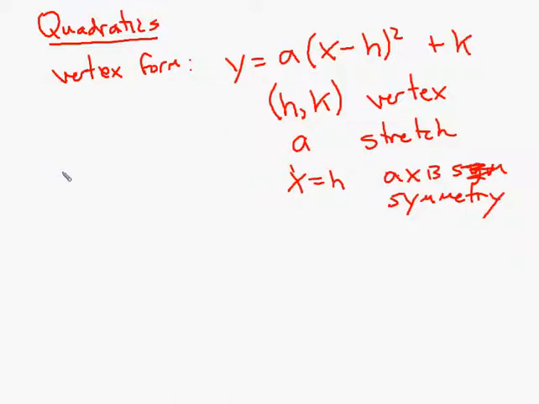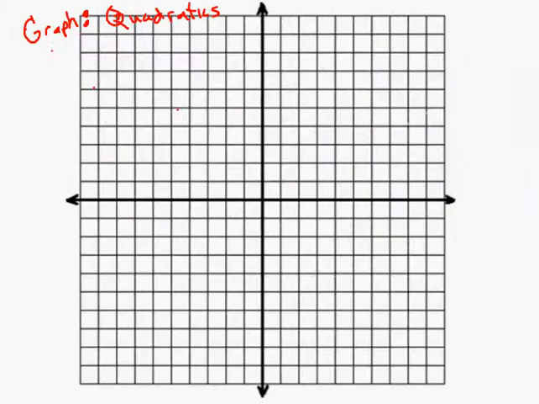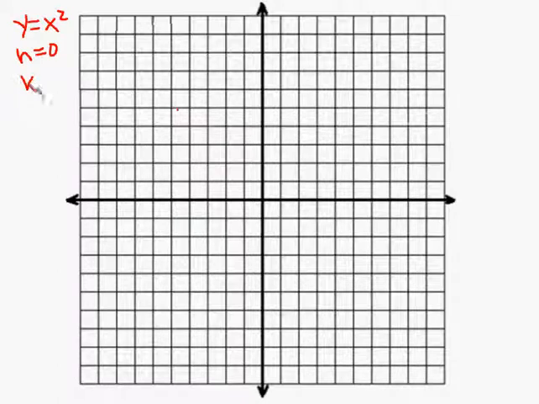On the first graph, this is why you need that graph paper. At the one at the top left, you're going to write down y equals x squared. This will be our first graph. This is our parent function. So our h is 0 because it's not there. Our k is 0 because it's not there. So my vertex is what point? 0, 0. So that's where I'm going to start. I'll plot at 0, 0.